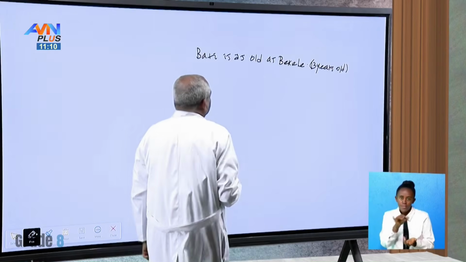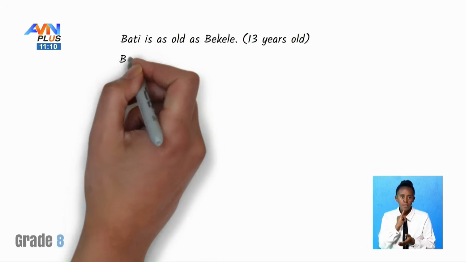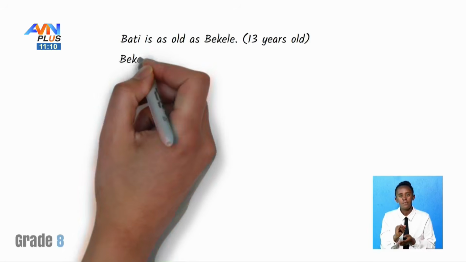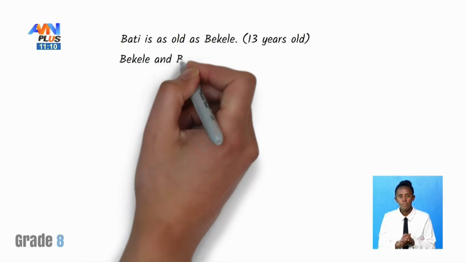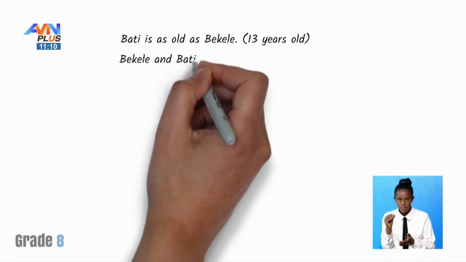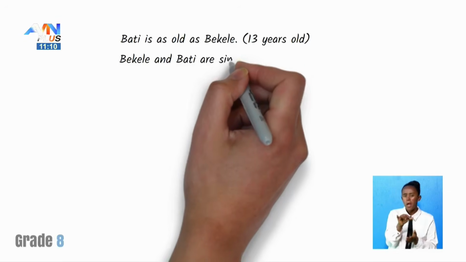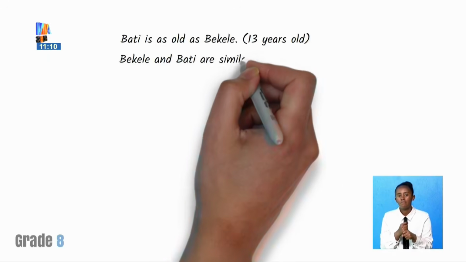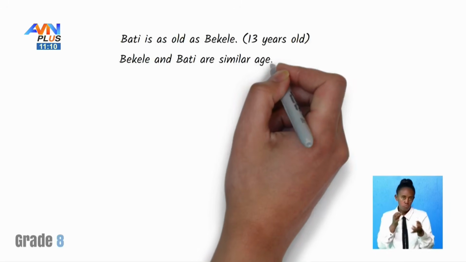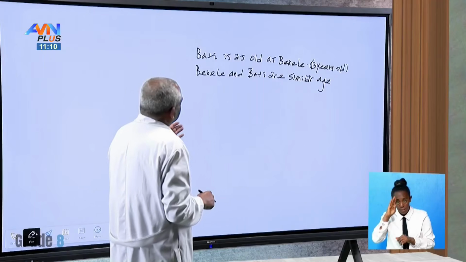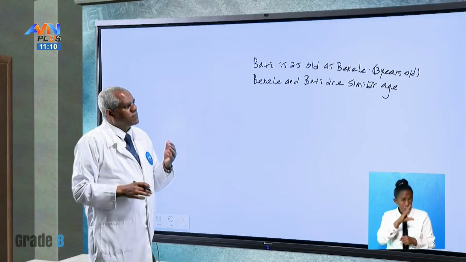The same is true. Bagala and Bati are similar in age. It's another construction, another way of saying something, similar age. That means they are still the same. Bati is as old as Bakala. Bakala and Bati are similar in age, means they are both the same in age.